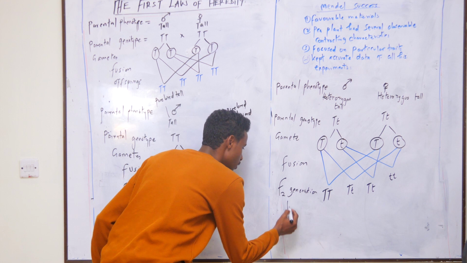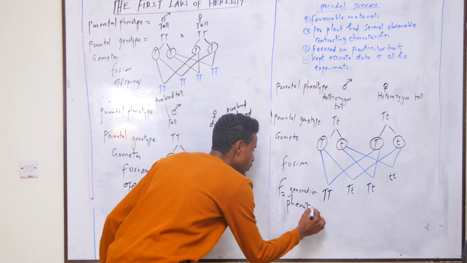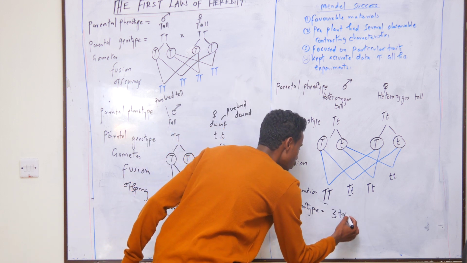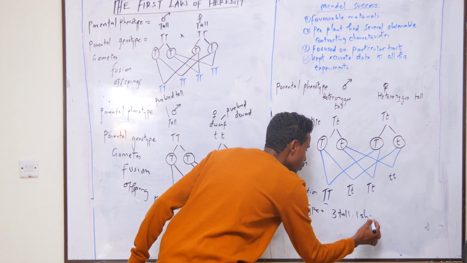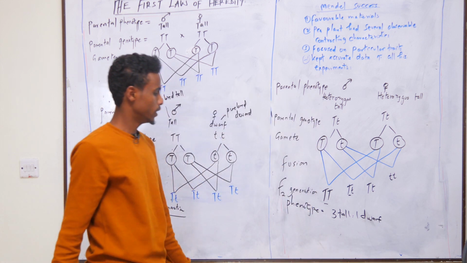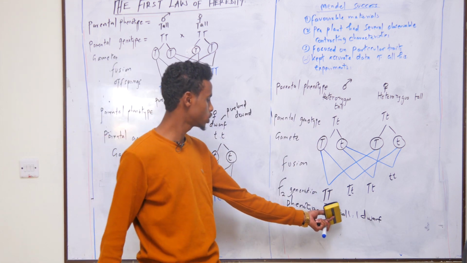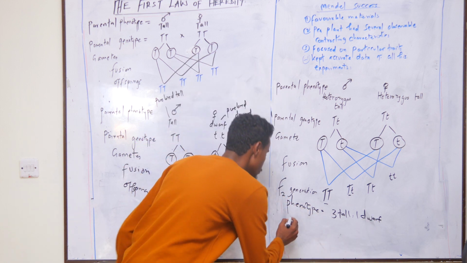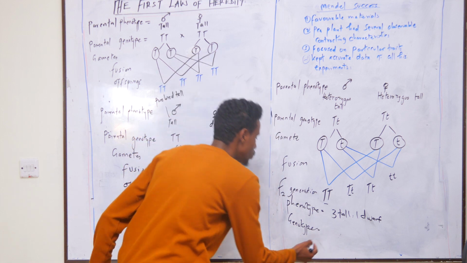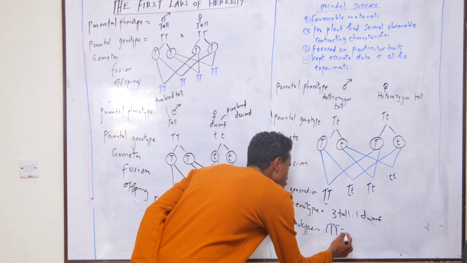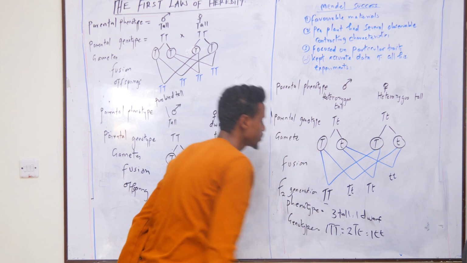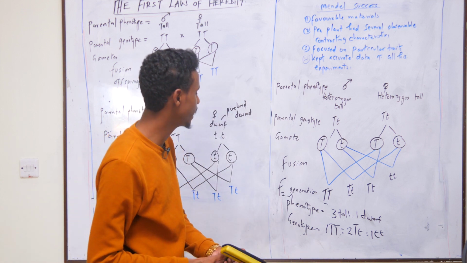Now, phenotype. The phenotype will be three tall and one short, or one dwarf. As you see now, this is what he finally obtained. He found three tall and one dwarf. Genotype will be 1 TT, 2 Tt, 1 tt. And that is how this man formulated his law and was successful.